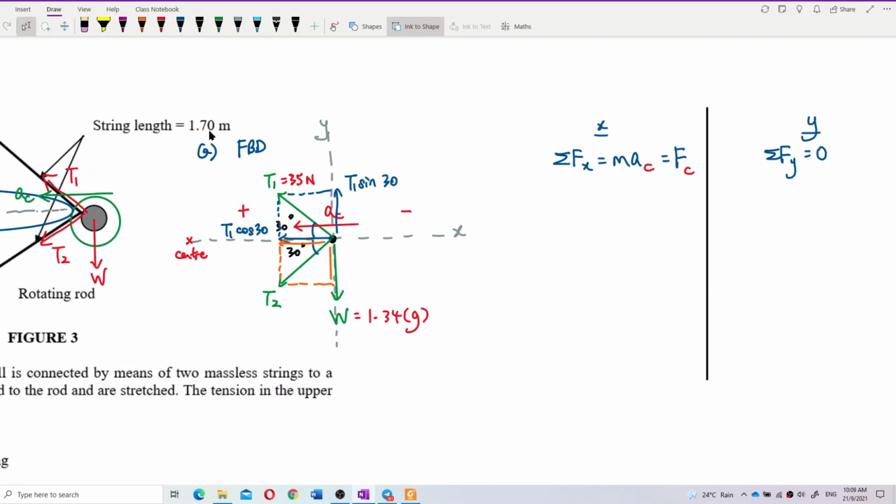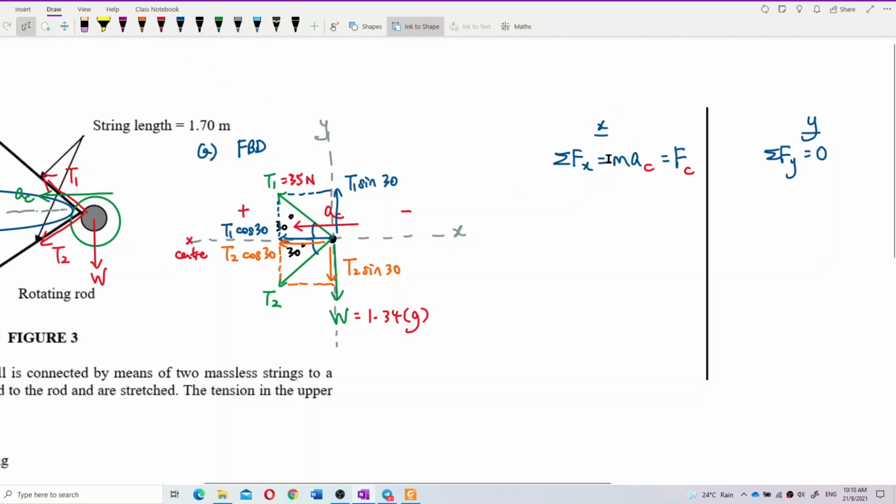What's the x component for T2? The x component for T2 is T2 cosine 30 also, because it is adjacent to the angle. How about the y component? The y component is opposite to the angle, so it's T2 sine 30. Okay, done. So now we can build the equation.